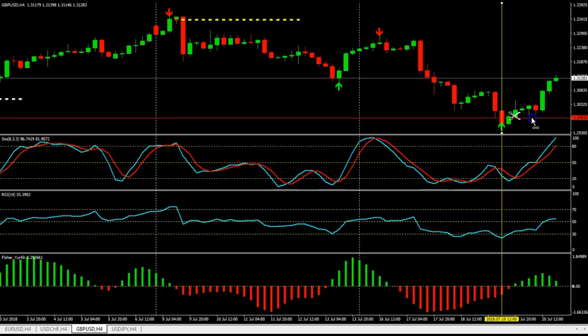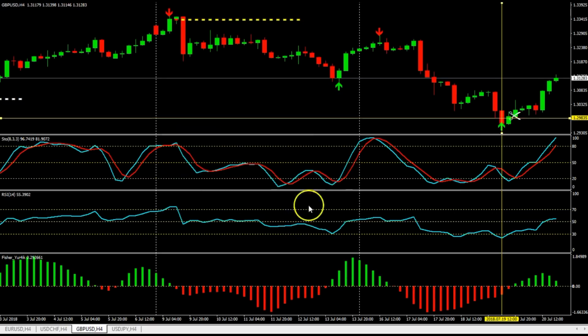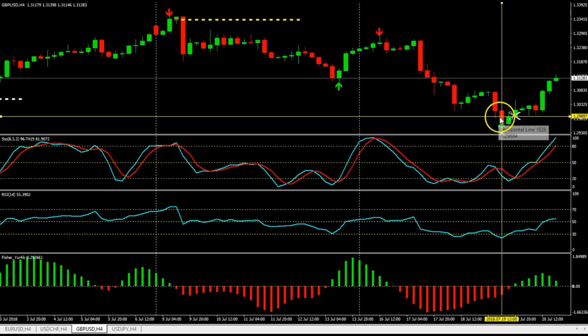Okay, so this is the support level. Let's change the color to yellow. It's easier and much more visible on the black background. So here we get the support level, and let's bring the line on the pair of scissors, and what do we see?